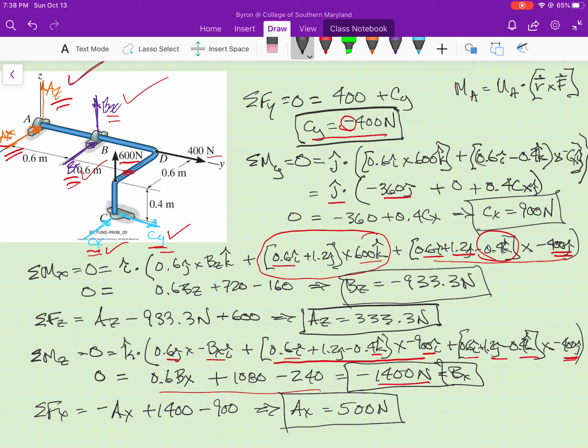Okay, so that's a long one. Again, there are many different ways to do this depending on where you want to start, but in the end, you're going to be applying the 6 equilibrium equations for 3D rigid body equilibrium and solving for the 6 unknowns.